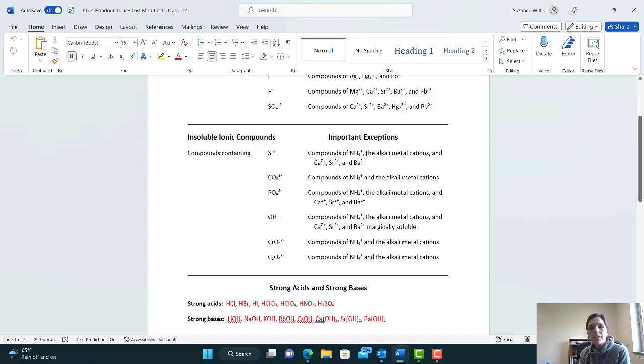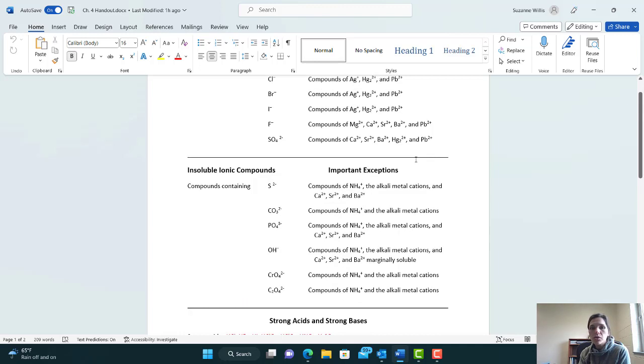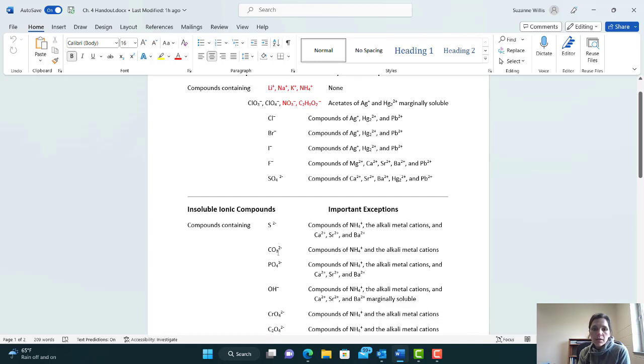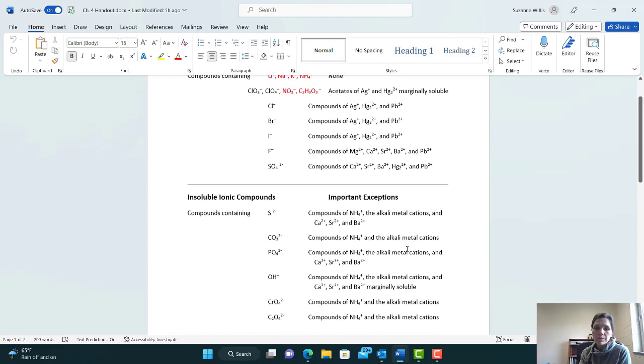Unless you're with ammonium or the alkali metal cations. So you know these red ones right here that make everybody soluble? That's what this is listing. If sulfide is normally insoluble, but it's with ammonium, see how it's an exception? That's going to make it soluble. So same with all of these. Carbonate usually is insoluble unless it's with ammonium or an alkali metal cation from group 1.